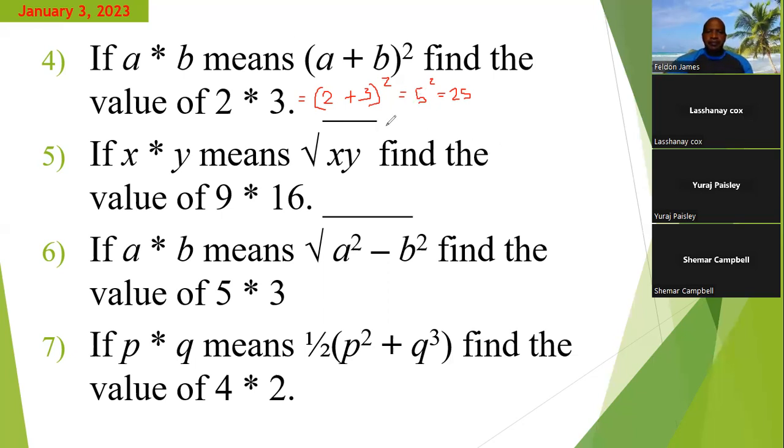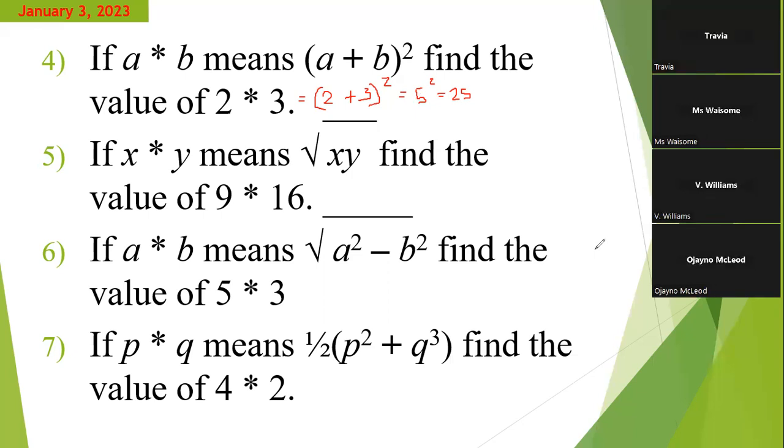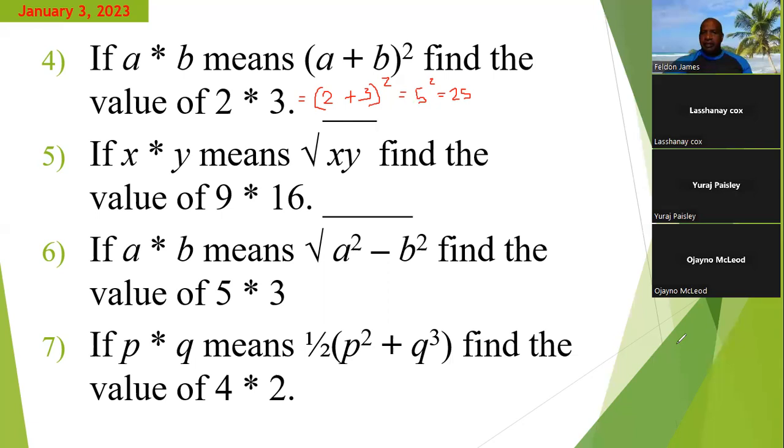Anybody else want to do question 5? Who is willing for question 5? Or should I call on some persons who are not participating? Mr. Ojeno, I haven't heard you in a long time. Yes, sir. Question 5.